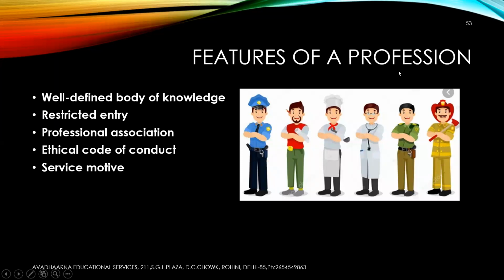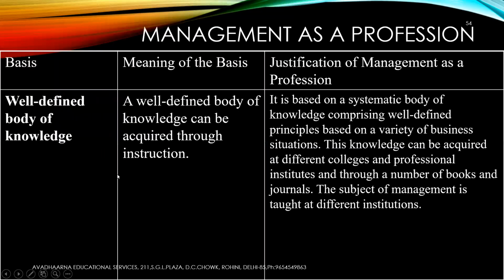So the features of a profession are, and we are going to see whether these features are present in management or not, and then we'll finally conclude whether management is a profession or not. So the 5 features which we are going to see: first feature of a profession is well-defined body of knowledge, restricted entry, professional association, ethical code of conduct, and service motive. So let us learn the meaning of these features, and then following the same sequence, we'll see whether management satisfies these features or not.